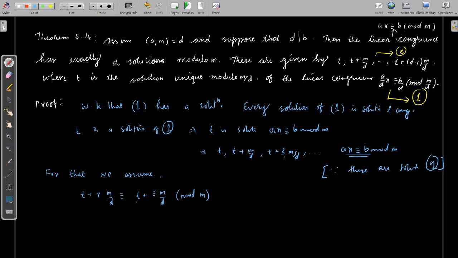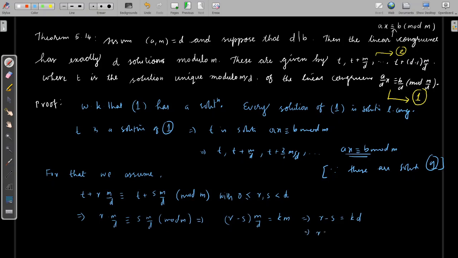t + r(m/d) ≡ t + s(m/d) (mod m), with 0 ≤ r, s < d. This implies r(m/d) ≡ s(m/d) mod m. This implies (r − s)(m/d) is a multiple of m, say km. So r − s = kd, by cancelling m from both sides.